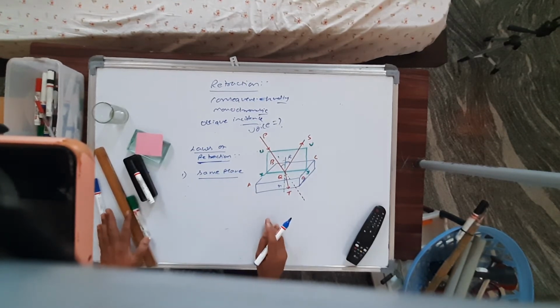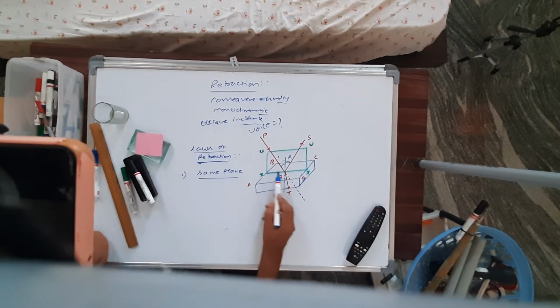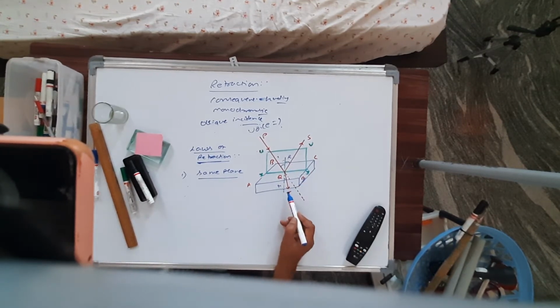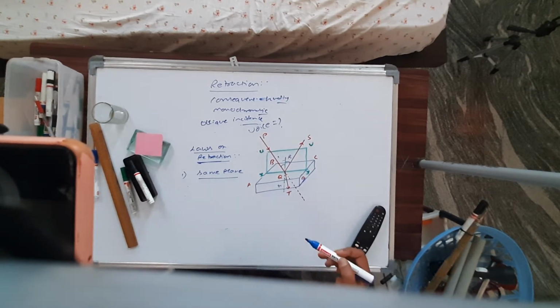So this is the first law. The incident ray, the refracted ray and the normal drawn all lie in the same plane. Okay, now we have to go for the next one, the second one.